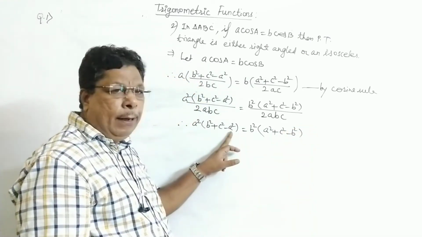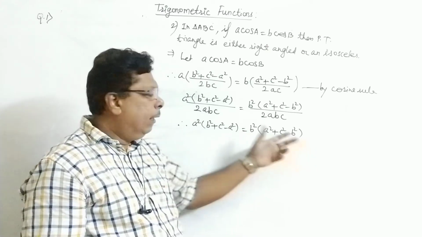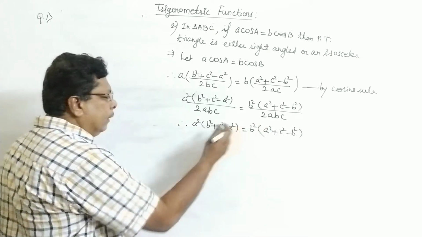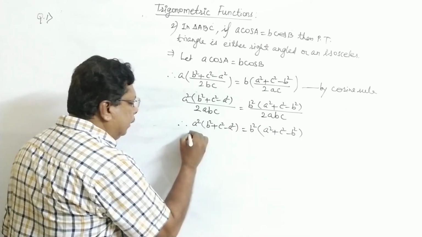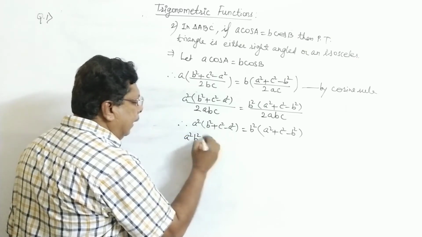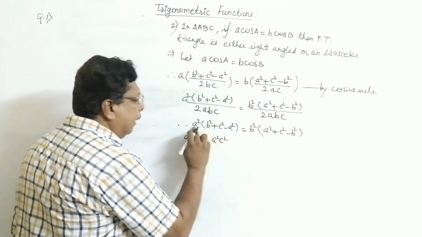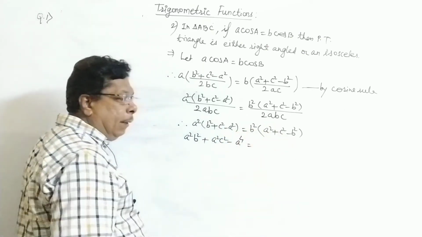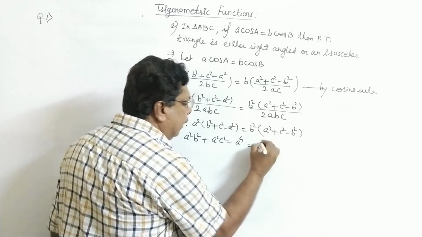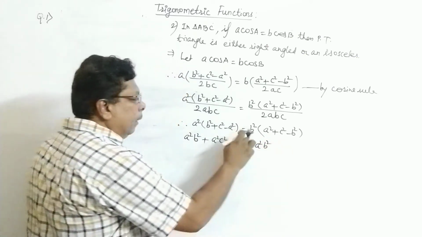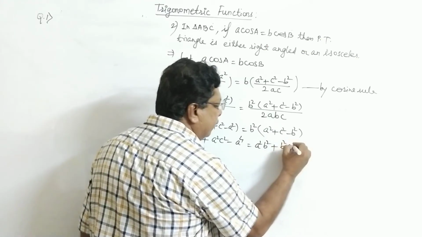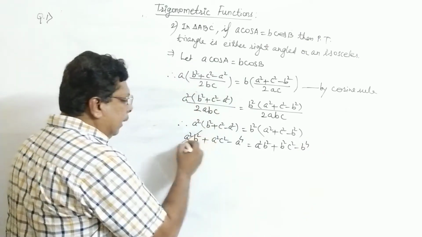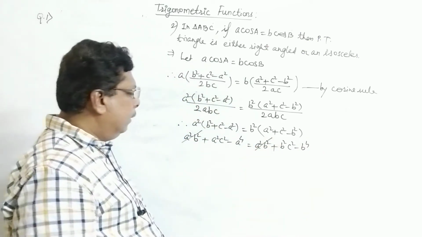Now multiply by A square here and by B square here. Multiply LHS by A square, RHS by B square, because the outside terms are A square and B square. A square into B square plus A square into C square, A square into A square, that is A raised to 4. Now on the right hand side multiply by B square. B square into A square is A square B square plus B square into C square. B square into B square is B raised to 4. So the same terms A square B square get cancelled.